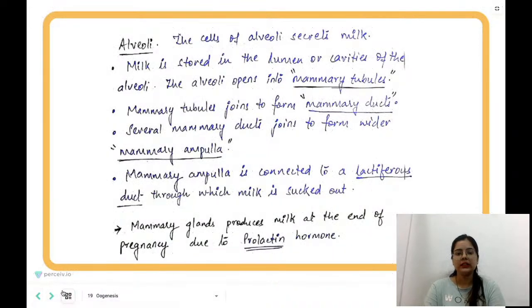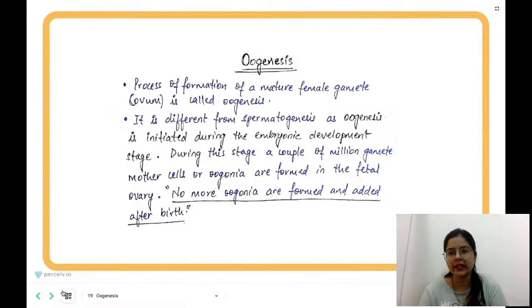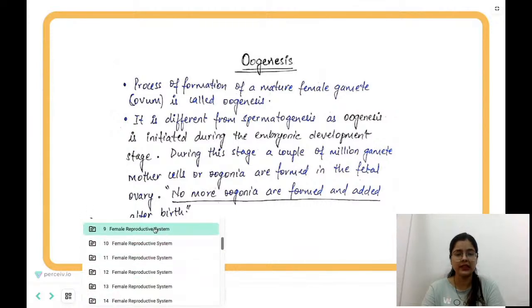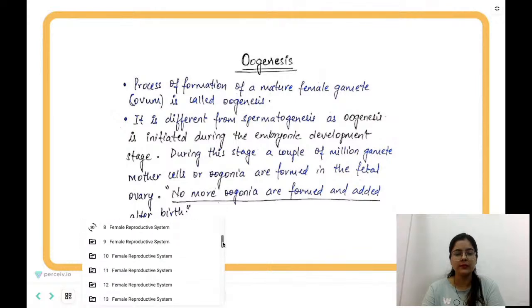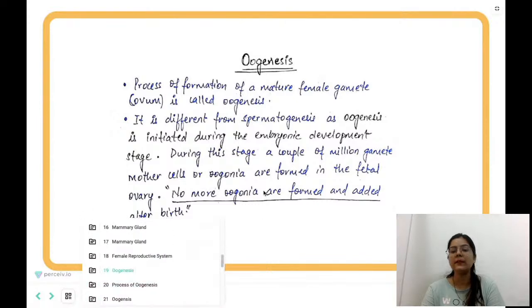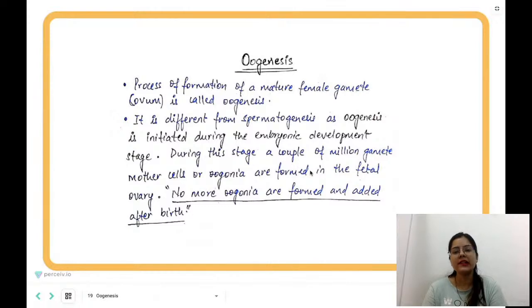Now, let us proceed further with the next important topic. So up till now, we have seen the female reproductive system basically, the different components of the female reproductive system, the location, and we have also seen the mammary glands, about its structure and different important components. All right. Now let us start with another important topic, and that is called oogenesis.